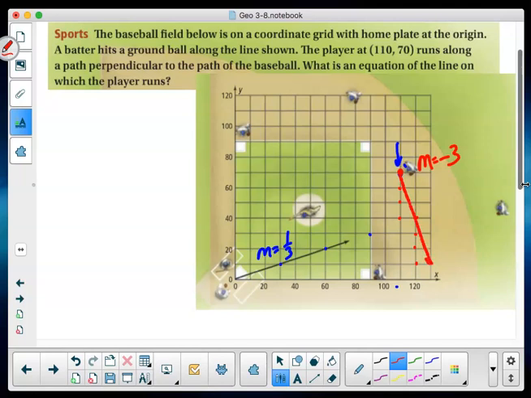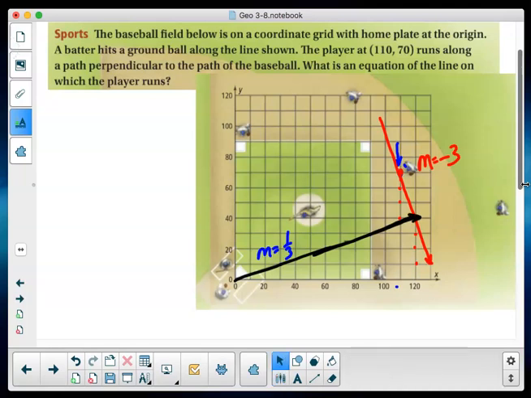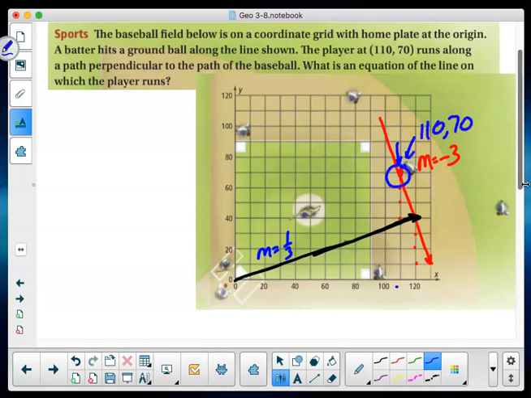So if they're saying they want us to come up with the equation of this red line, because if this one continues on this way, they should come in contact with each other right there, and that should be a 90-degree angle. So what is the equation of that? Well, I know I've got a point on that line, 110, 70.